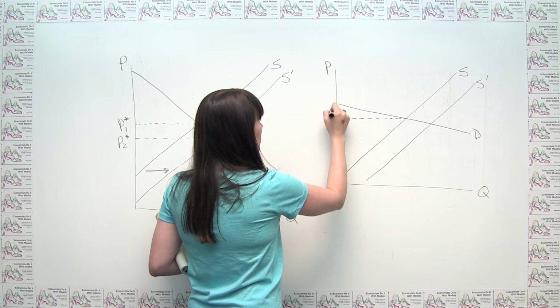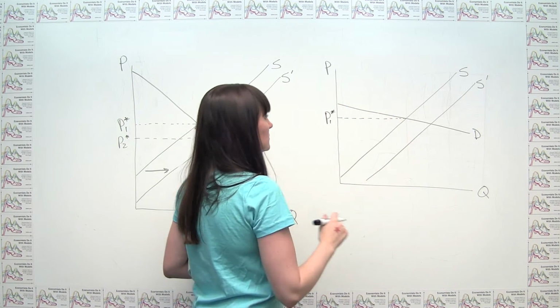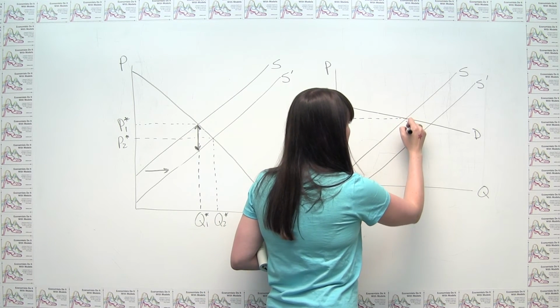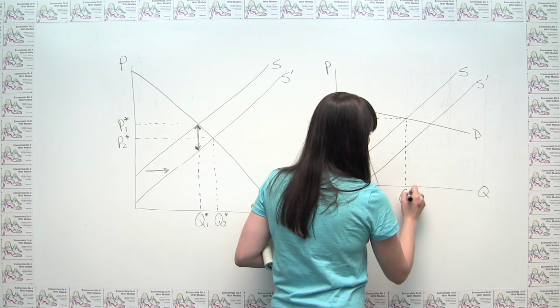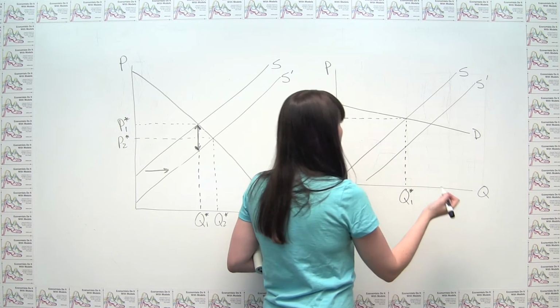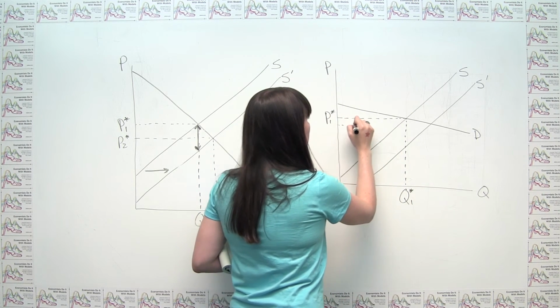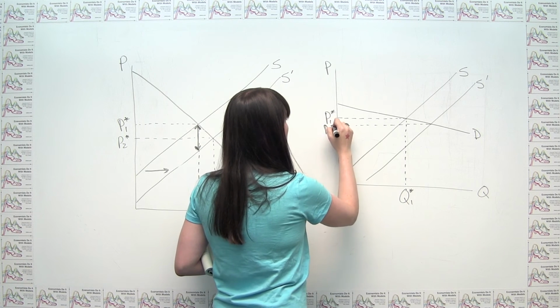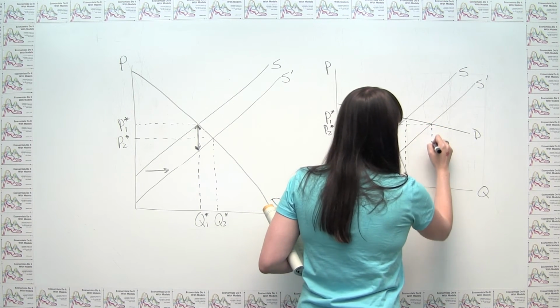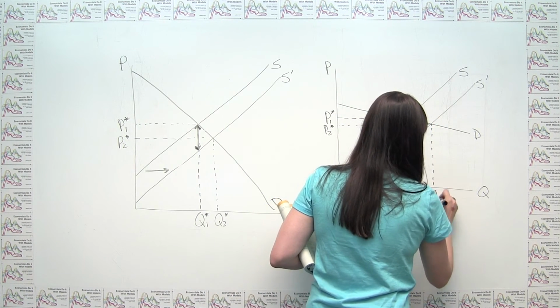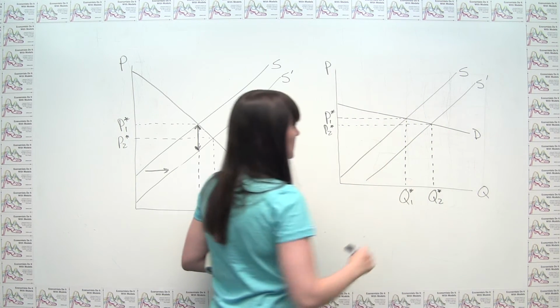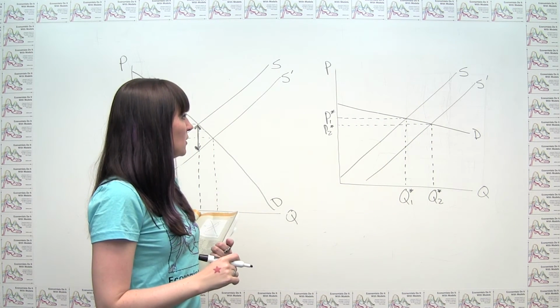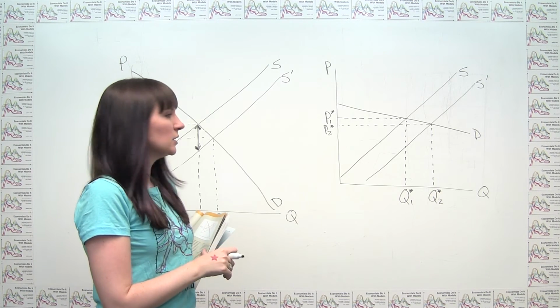So we could see here, our old equilibrium price, or P1 star, is here. Our old equilibrium quantity, or Q1 star, is here. Our new equilibrium price is here, and we call that P2 star. And our new equilibrium quantity is Q2 star, which is just here. So we can think about what's going on here.